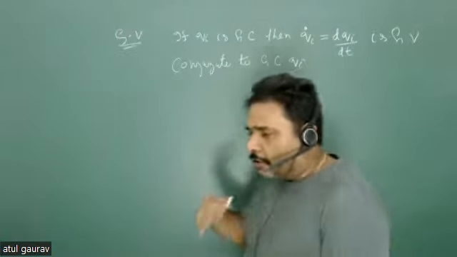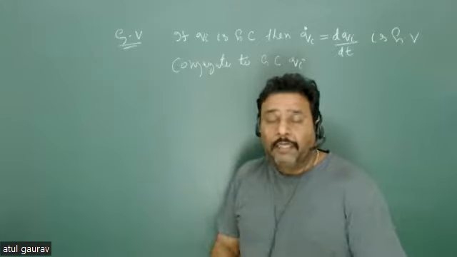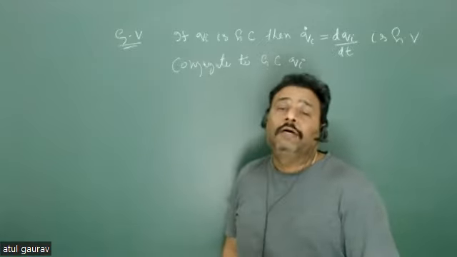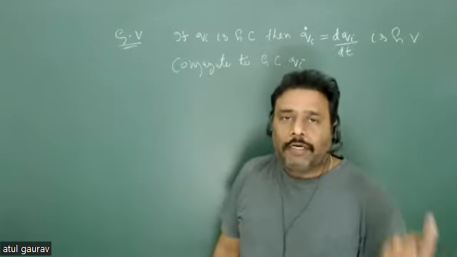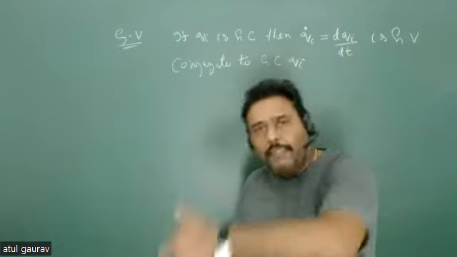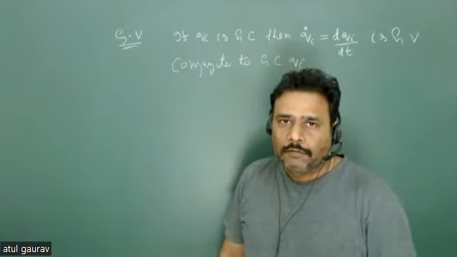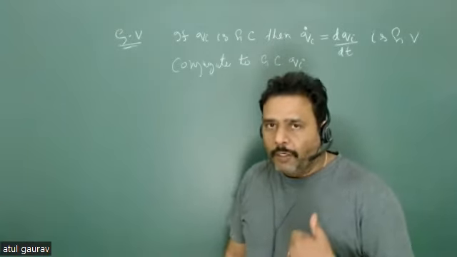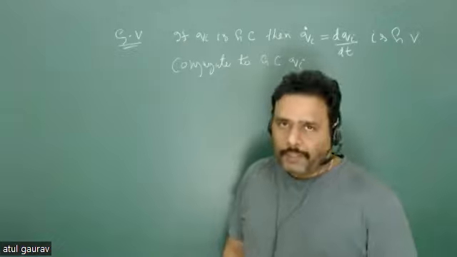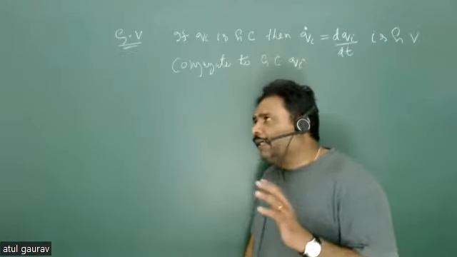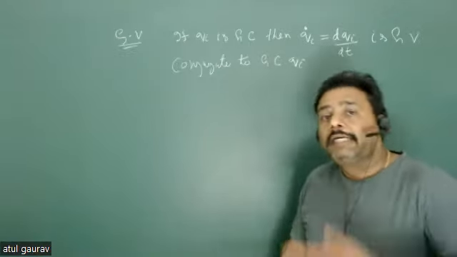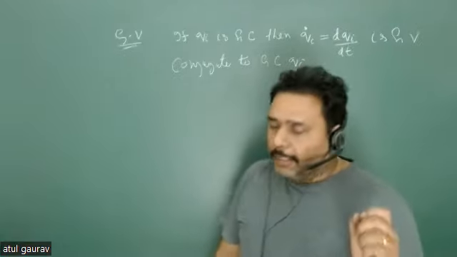So you always have to talk about conjugate. Conjugate means first you have to identify what is your coordinate, and according to that you have to identify what is your velocity. Are you getting my point? So conjugate is very important. Let me give you a little glimpse of this conjugate, how important it will be later on.